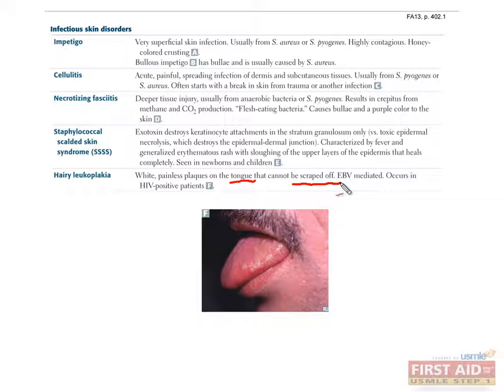Do you remember from the micro lecture what virus causes this disease? Right, it's caused by Epstein-Barr virus, a member of the herpes virus family, and it's often a sign of underlying immunocompromisation, such as in HIV or AIDS.